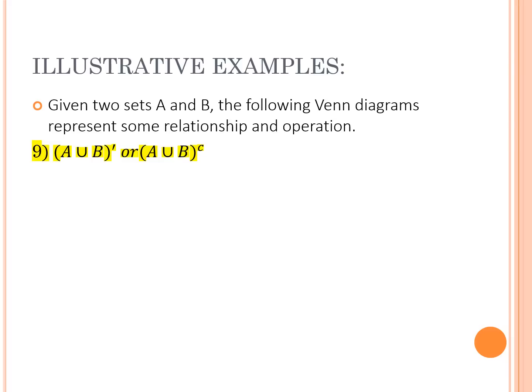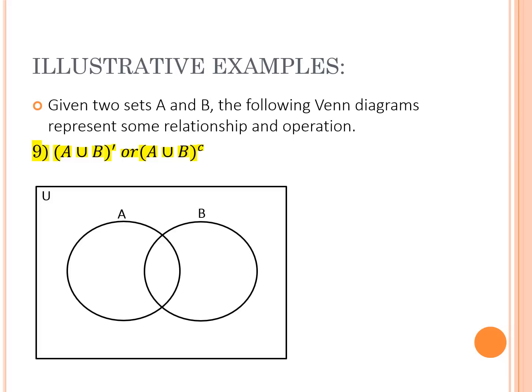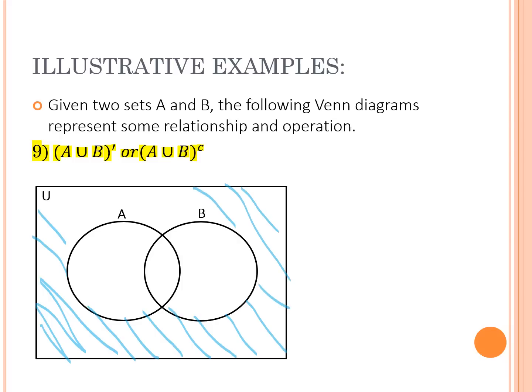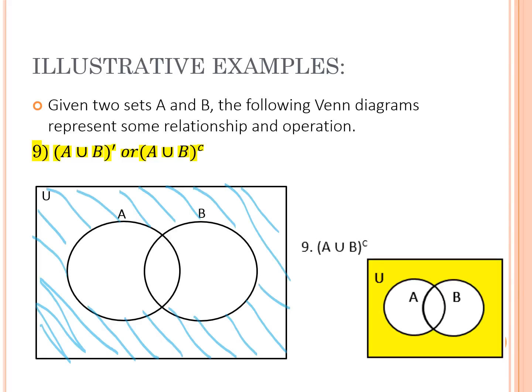Number nine, the complement of the union of set A and set B. Remember a while ago, the union of set A and B had circle A and circle B as its shaded part. So we reverse that. Instead of shading the inside of the two circles, we are going to shade the outside part of the two circles. So the elements of the complement of the union of set A and B are all located outside. Okay, and that is how it looks like if we shade it.